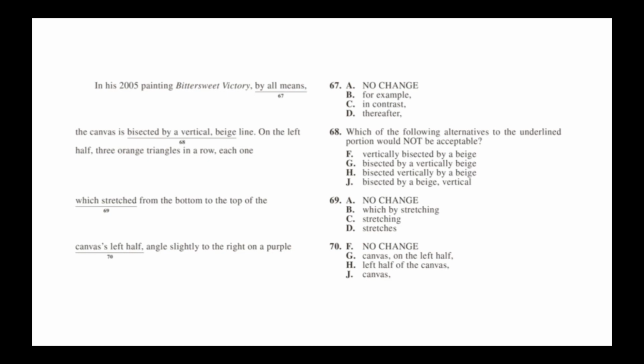So let's see what this is dealing with. This is tying back into the previous passage of diagonal lines. Since it's connecting back to what has been previously stated, we would need a connector that functions as something that adds an example. In his 2005 painting Bittersweet Victory, for example, the canvas is bisected by a vertical beige line. All the other options, by all means, in contrast, thereafter, don't serve to add an example.